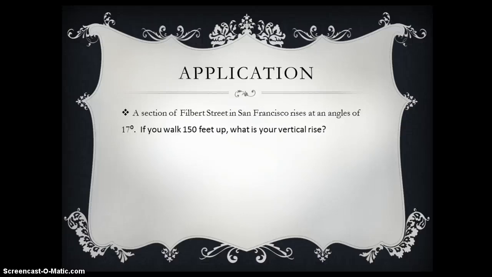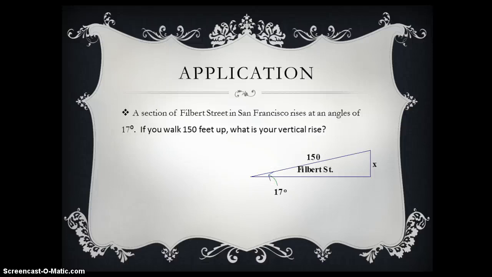Now how does this actually help us? So let's look at an application. When are we going to use this? And what does this tell us? A section of Filbert Street in San Francisco rises at an angle of 17 degrees. If you walk 150 feet up, what is your vertical rise?